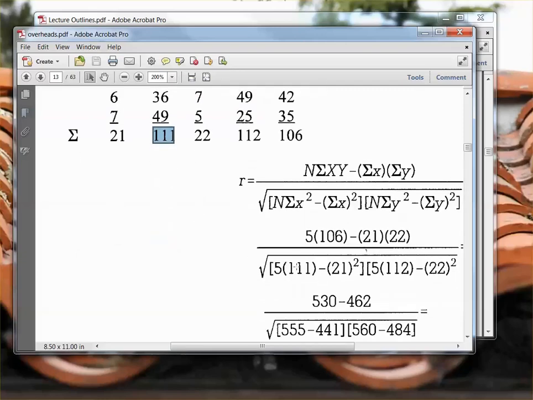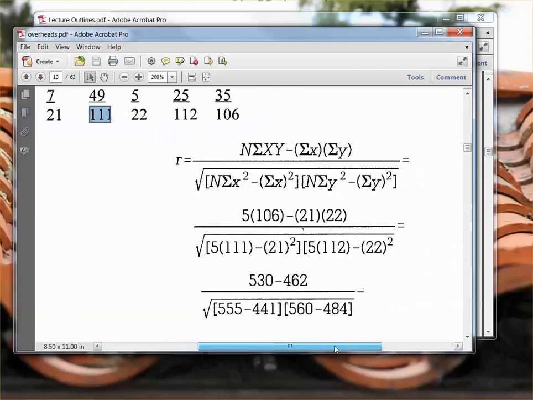So that's what that number is. 21 is the same here, right? Just like 22 is the same here. 5 again, pairs of scores. Sum of y squared was 112. So now you substitute it into your formula. Now it's a matter of solving, right?